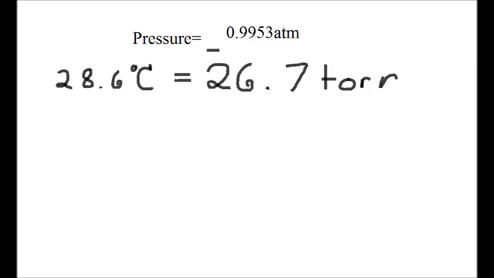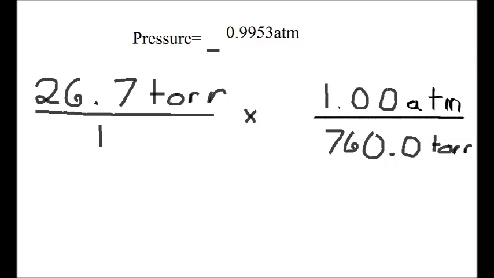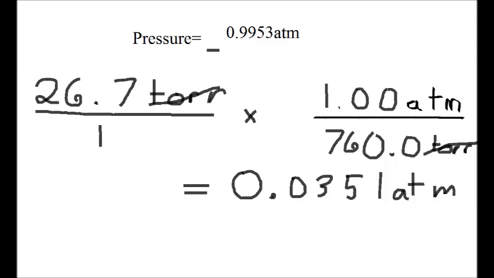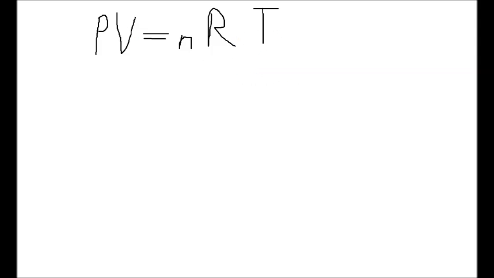The problem with this is that the pressure inside the balloon is made up not only of CO2, but also oxygen. Now what we do is we subtract the pressure of the oxygen from the total pressure of the balloon. But what is the pressure of oxygen? The pressure of oxygen is 26.7 torr. Now, we must convert that to atm, and now you can see how we solve it. Now we subtract it, and we have our answer for the pressure of CO2 inside the balloon.